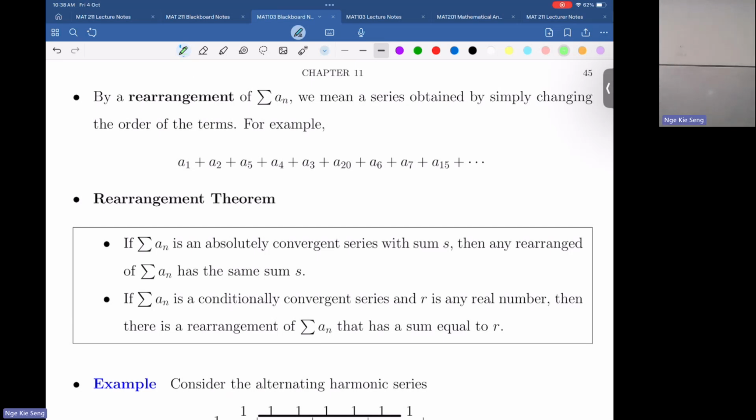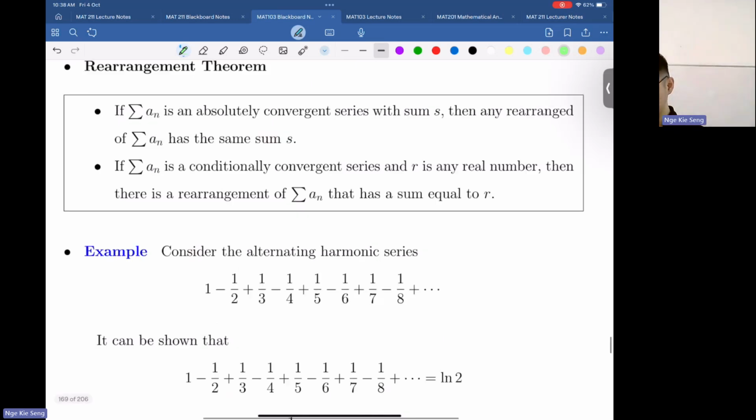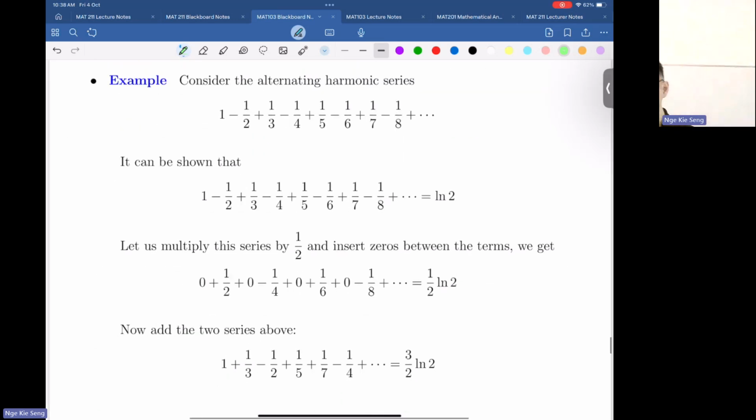Also, last topic. Not very important here, but let me give you an example to see what is really going on. Consider the alternating harmonic series. We start with the sufficient condition of this theorem here. We have a conditionally convergent series. Since it converges, it must converge to something. I don't tell you how to compute this ln 2. Suppose it equals ln 2, or any finite number is fine.